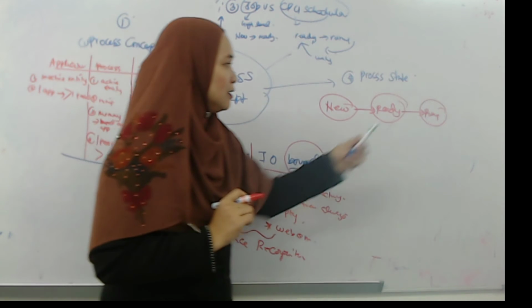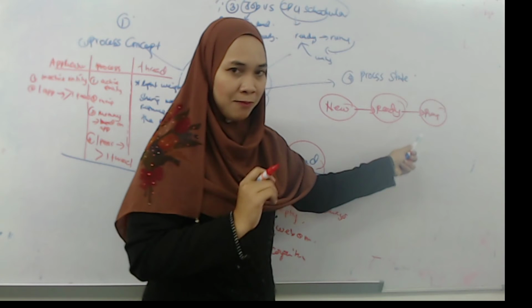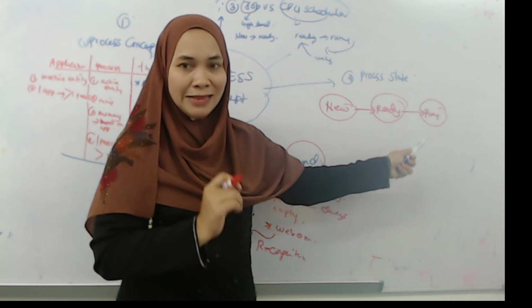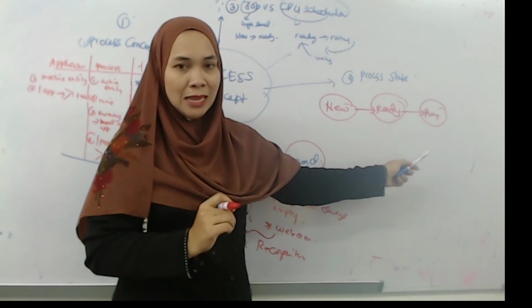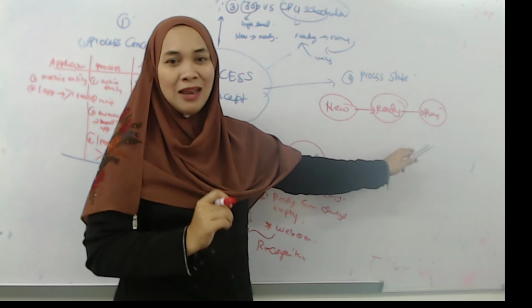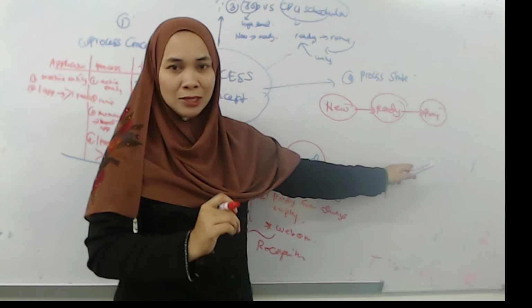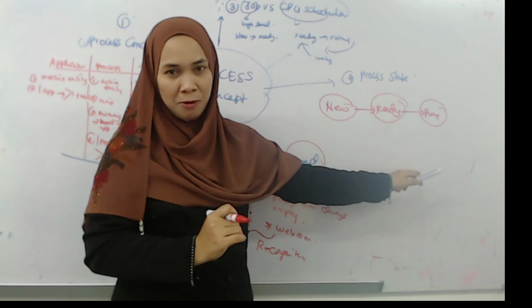So now, running state means that the CPU is currently running that particular process. Again, the running state, how many running processes in one time, depends on the number of processors.